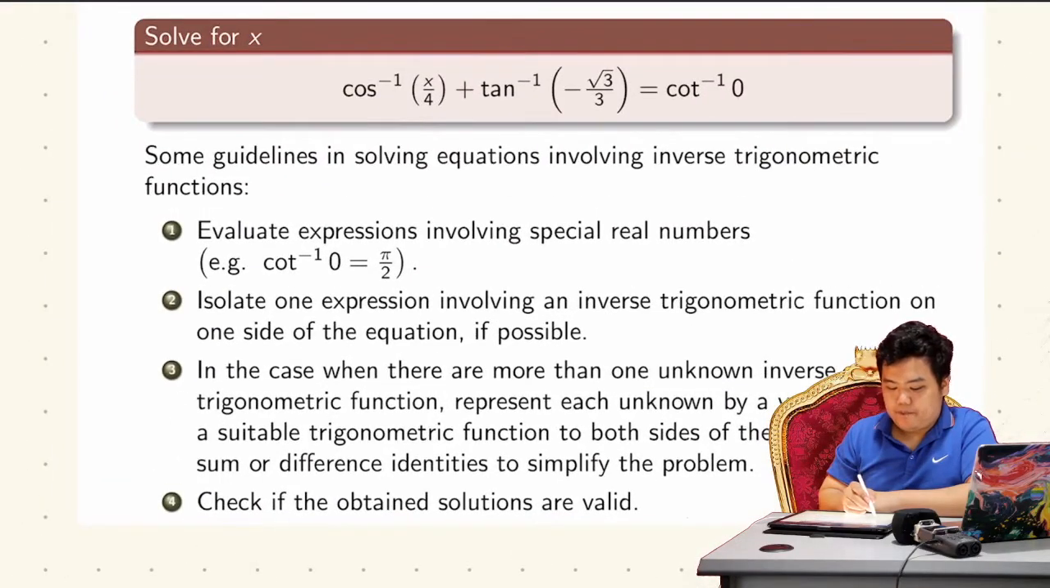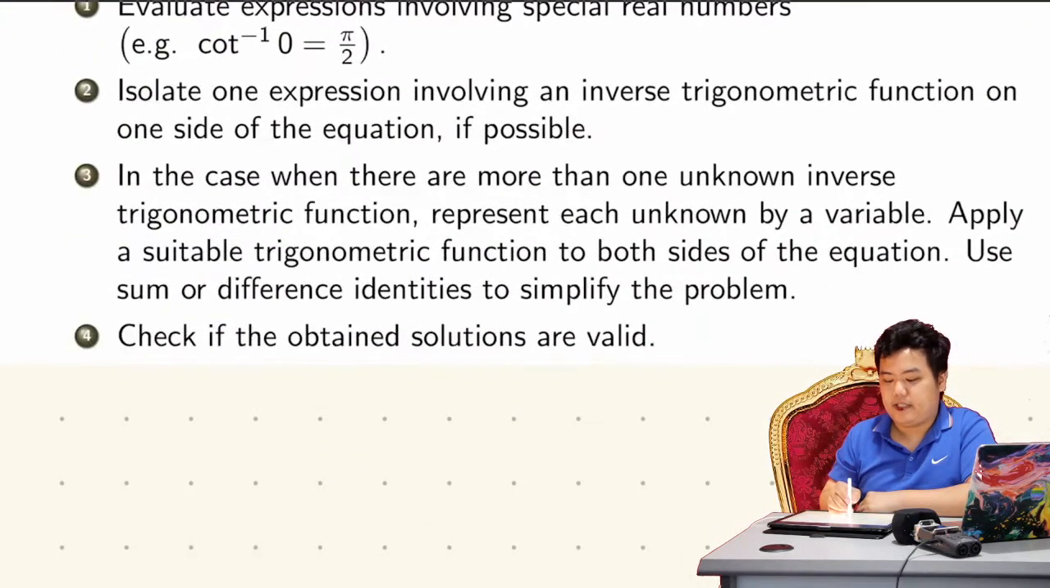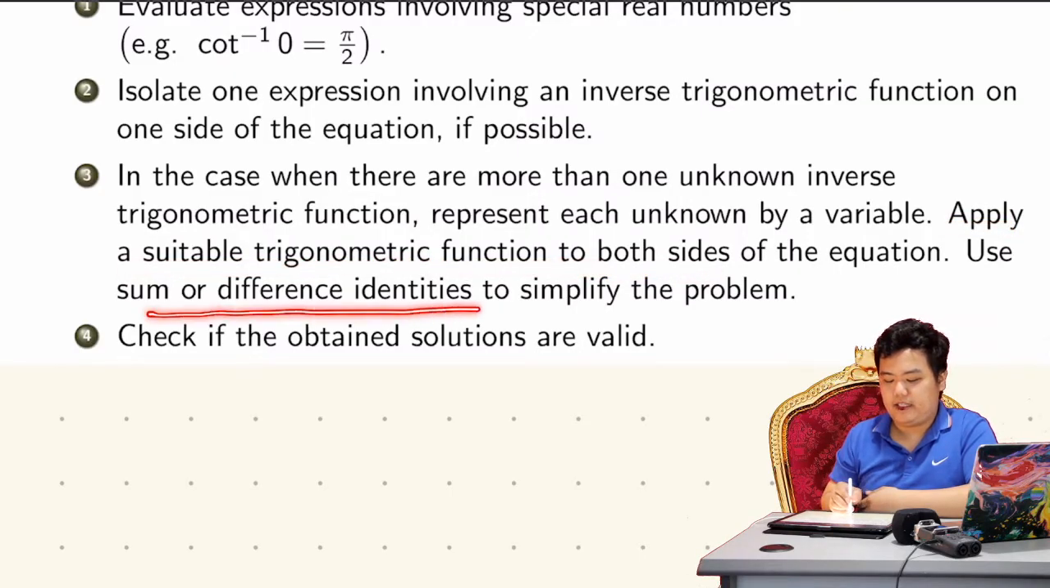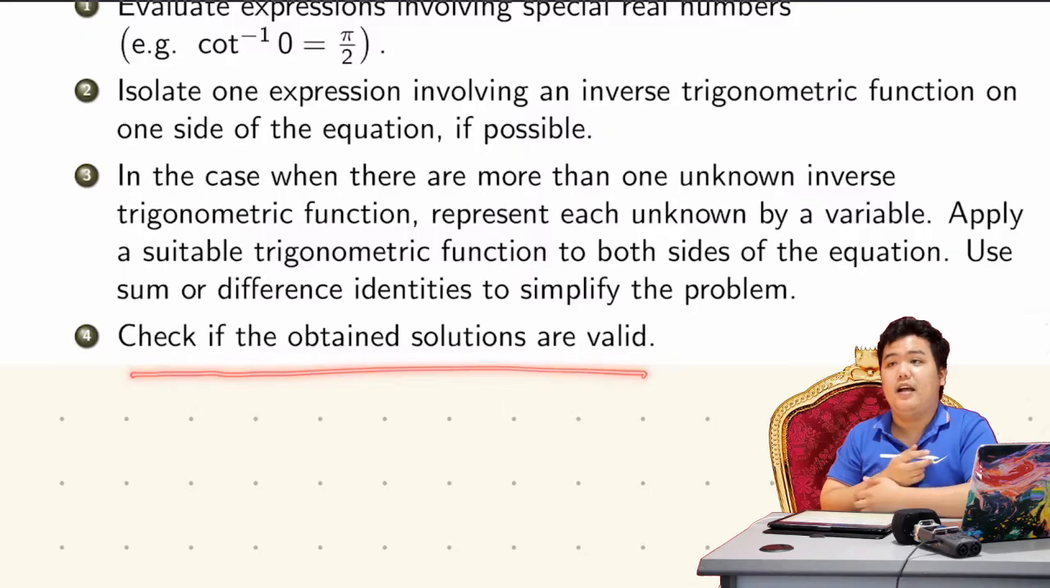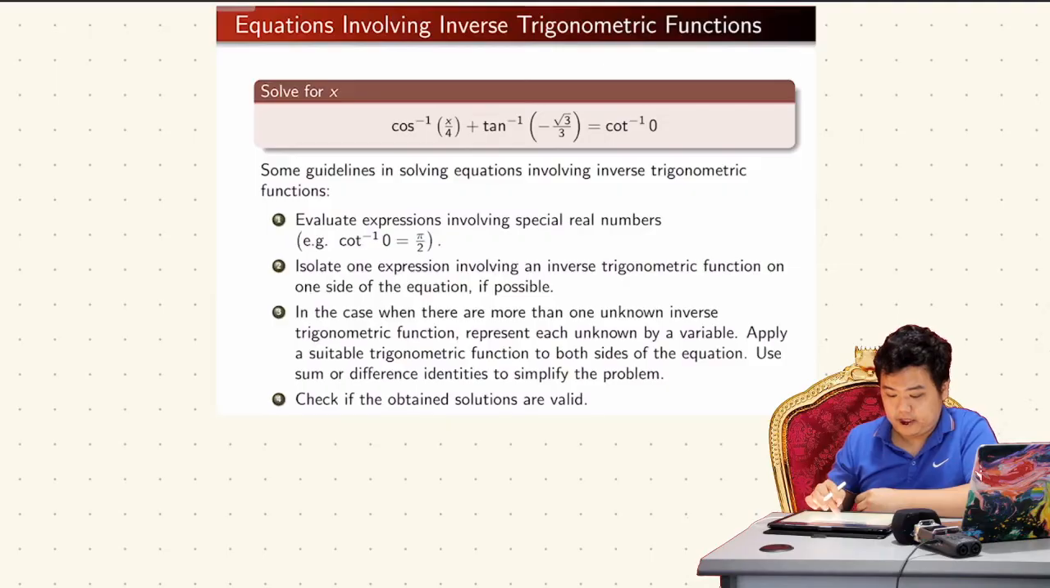In the case when there are more than one unknown inverse trigonometric function, ang gagawin natin, represent each unknown by a variable. So, yung mga angles natin sila yon. Apply a suitable trigonometric function to both sides. Depende yan sa preference or sa problem. Use sum or difference identities to simplify the problem. Usually, ito yung ginagamit na mga identities or lumalabas. Check if the obtained solutions are valid. Okay, so gawin nga natin itong pinakaunang example natin.